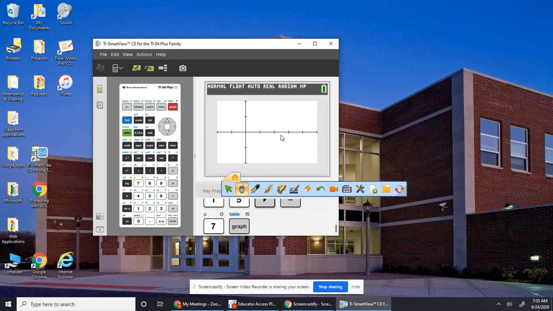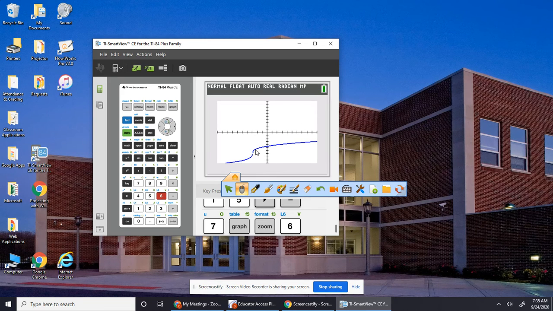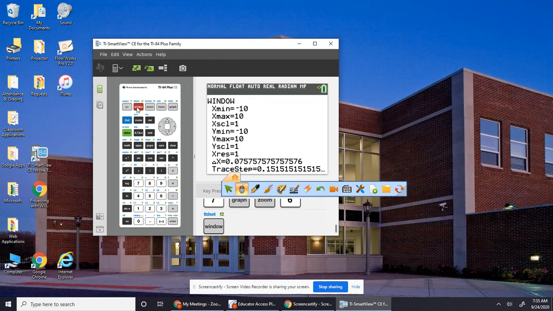Now, obviously, my window has adjusted, right? So I'm going to hit zoom 6 just to kind of reset it. And we see that something interesting is going on there. So let's change that. All right, so that looks like it's at about -3. So I'm going to go from -5 to 0. And then my y minimum, I'm going to go from like -10 to 0. And then we can see that a little closer.